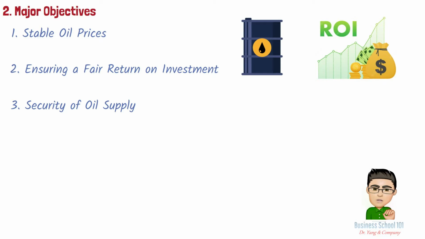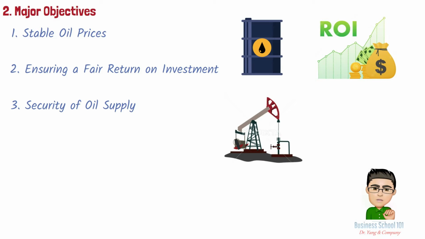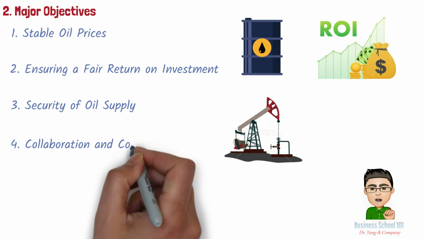3. Security of oil supply. OPEC aims to ensure the security and stability of oil supply in the global market. By coordinating production levels, OPEC seeks to avoid disruptions and maintain a reliable supply of oil to meet the world's energy needs.